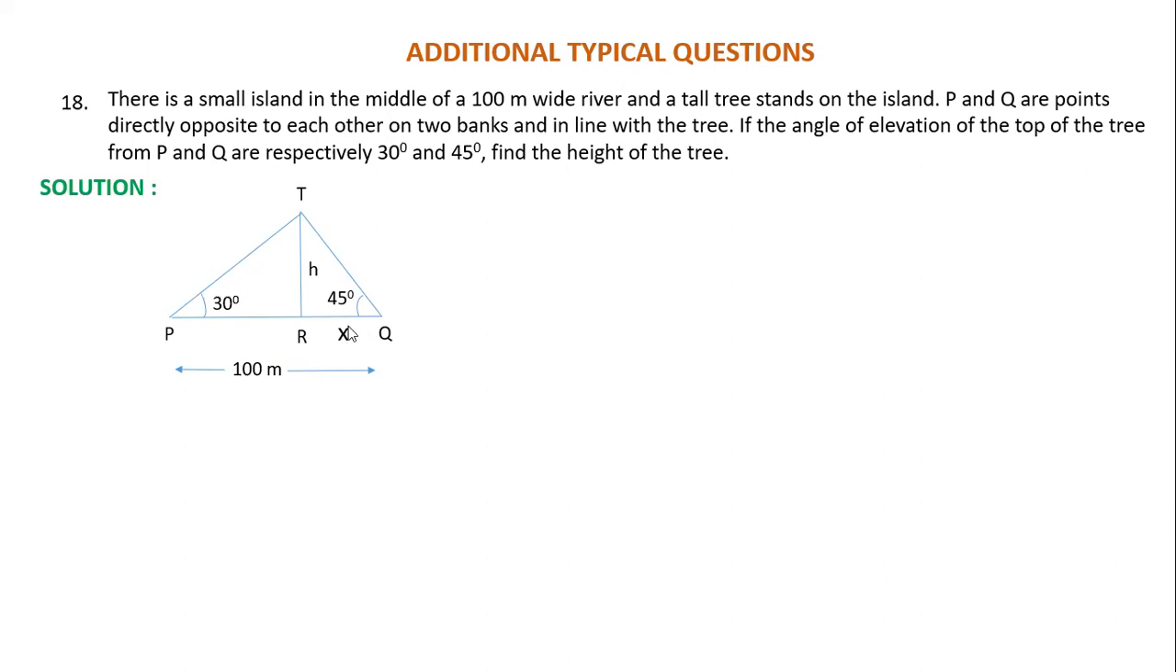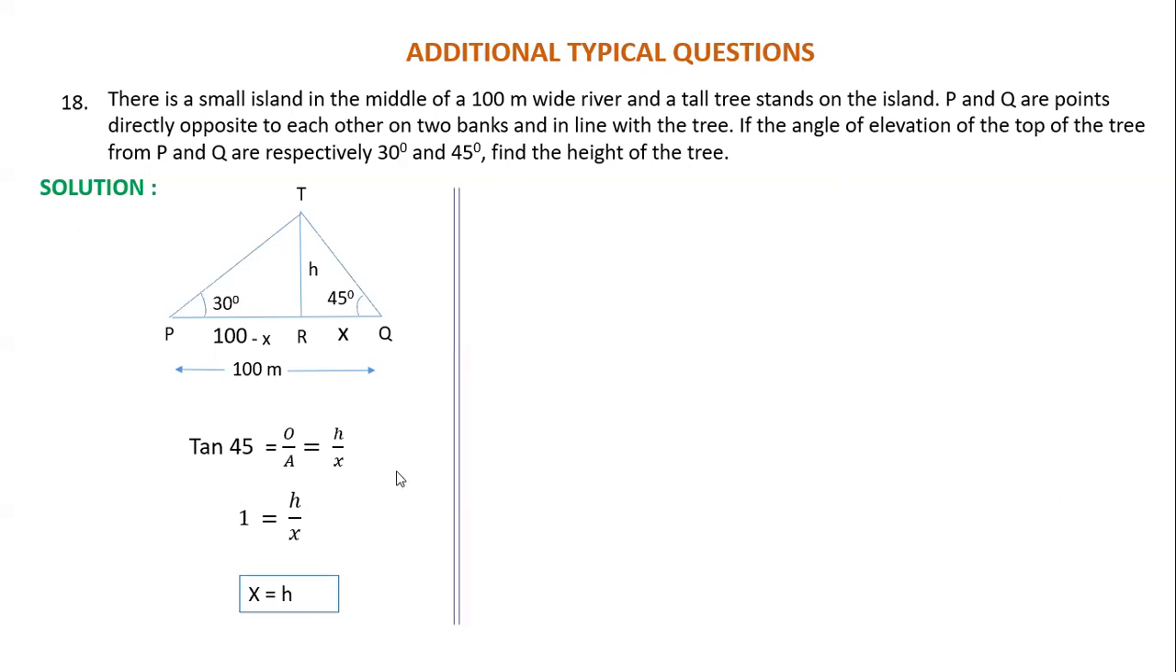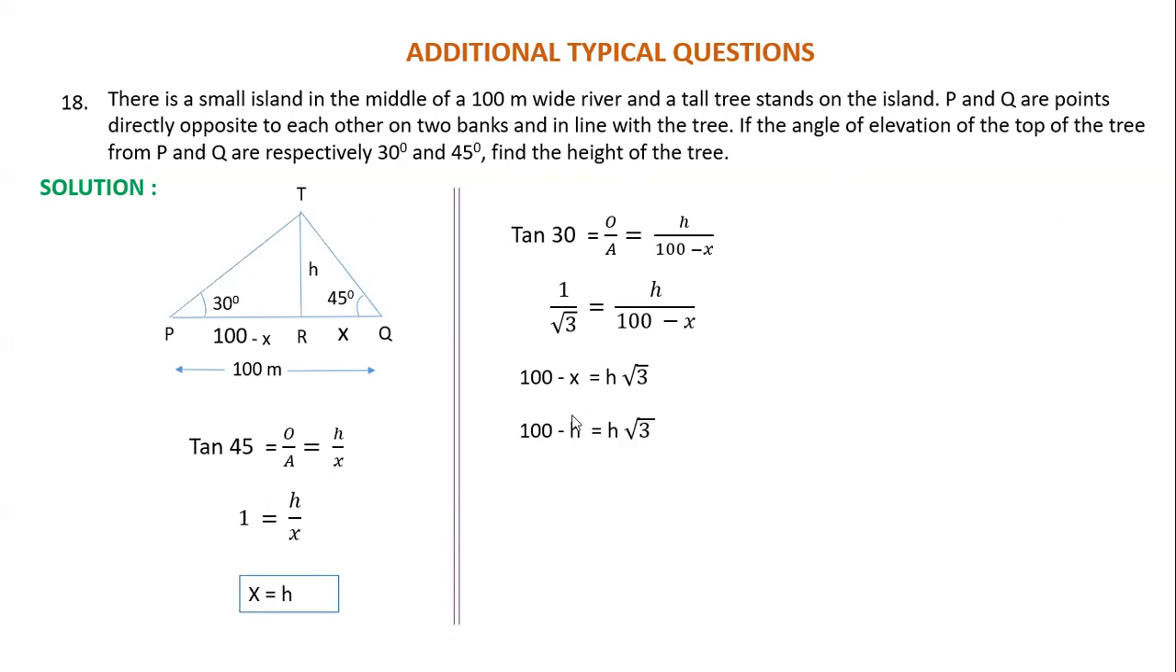Say this is X, so this should be 100 minus X. Take tan 45. Tan 45 is equal to H upon X. Therefore, 1 is equal to H upon X. X is equal to H. Tan 30. Tan 30 is equal to H upon 100 minus X. 1 by root 3 is equal to H upon 100 minus X. 100 minus X is equal to H root 3. Now we want to find the height of the tree. We are interested in H, not in X. So I'll change X to H because X and H are equal.